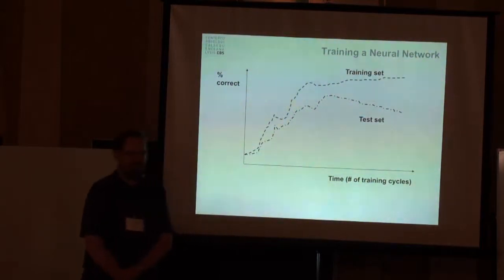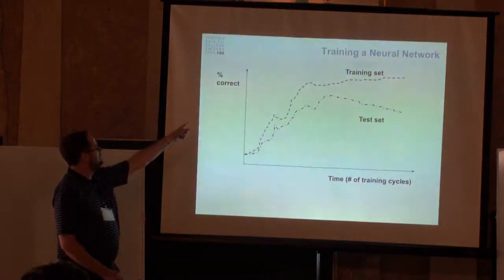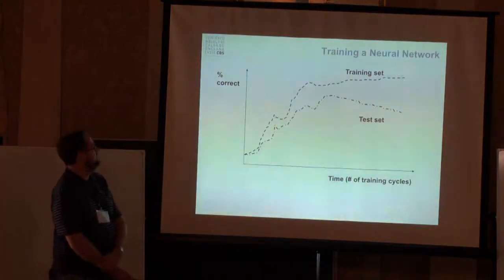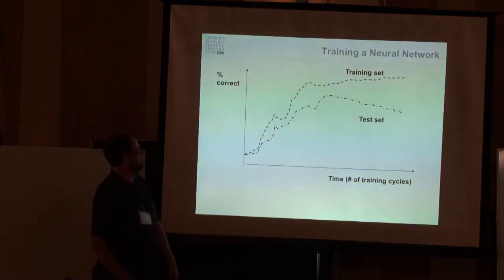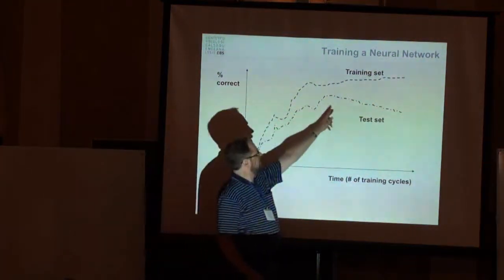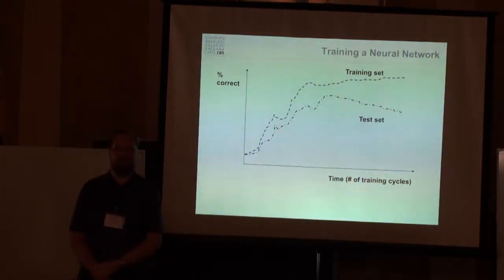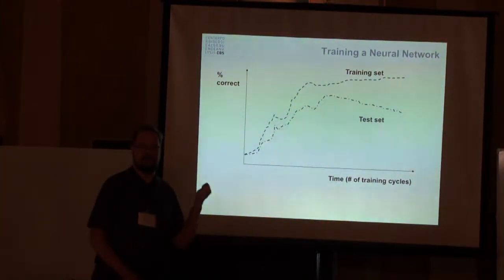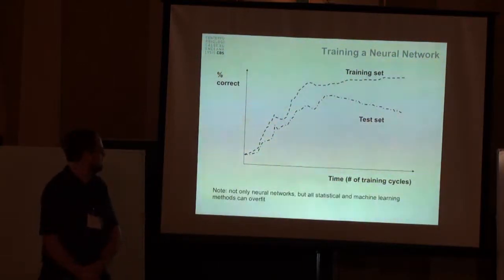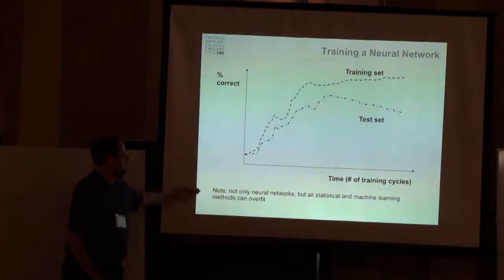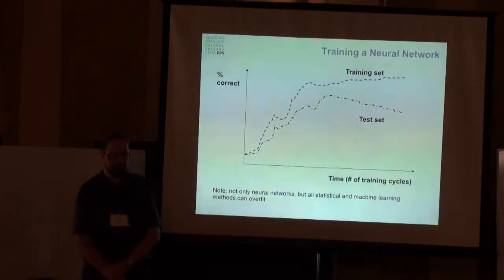And we can see that when training a neural network, performance goes up and up on the training set, and after a certain point, it starts going down on the test set. And this is very explicit in the process where you train a neural network, but it's not exclusive to neural networks. All statistical and machine learning methods can overfit.